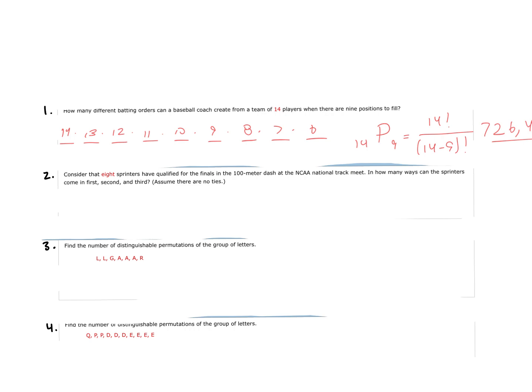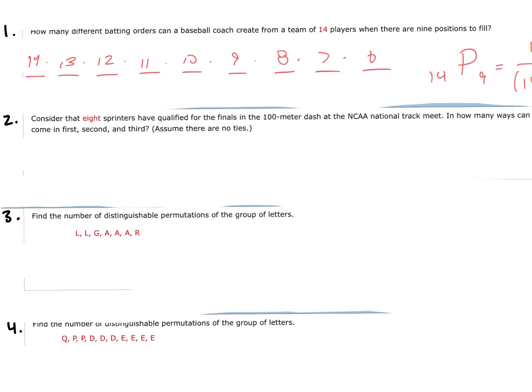All right, consider 8 sprinters are in a race. I want to know how many can finish first, second, and third. Does order matter in this one? Yeah, absolutely. So you have 8 people in the race. First, second, and third, how many places is that? 3. So this would be 8 factorial over 8 minus 3 factorial. 8 minus 3, and then factorial on the outside.